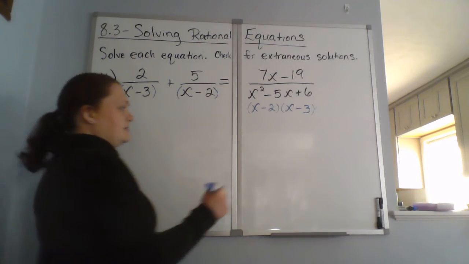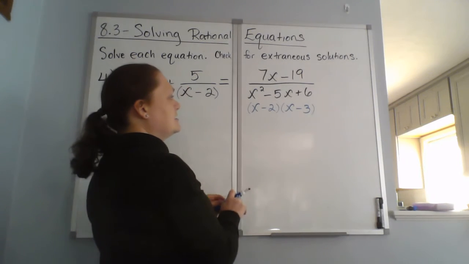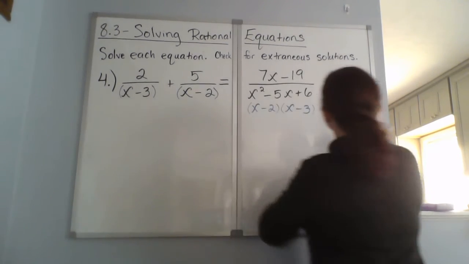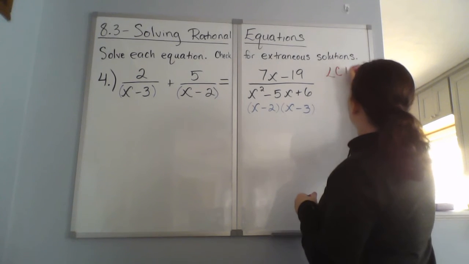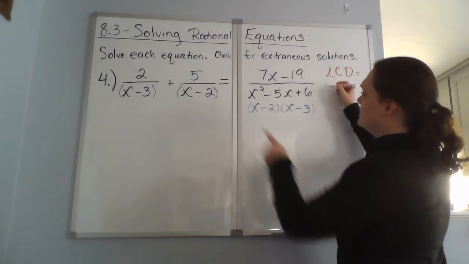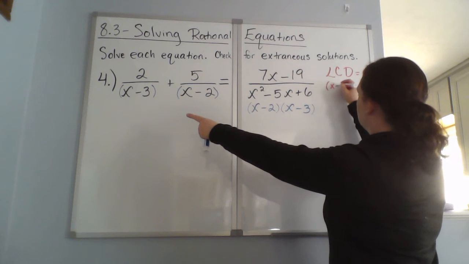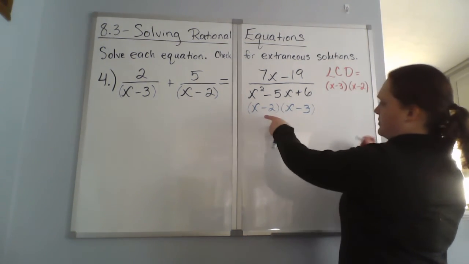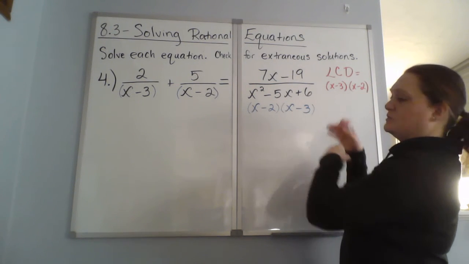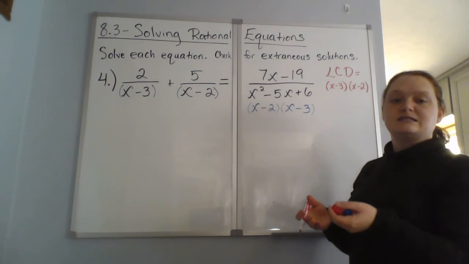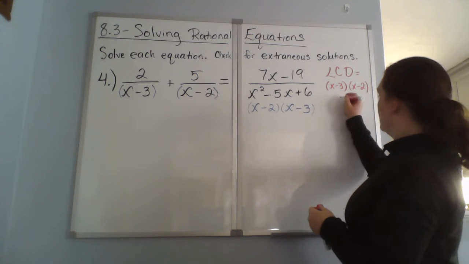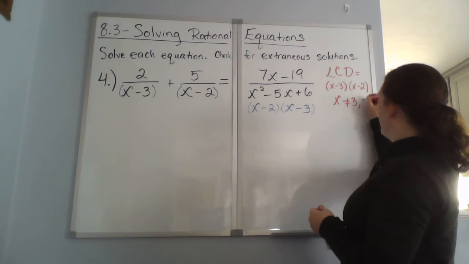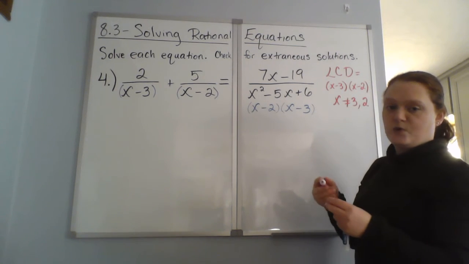So our least common denominator, I'll write it over in the corner like I did on the last one. Our least common denominator is equal to, from the first one we have x minus 3, from the second one we have x minus 2, and from the third one we have the same two factors. We don't need to duplicate because they didn't show up twice in the same denominator, okay? So that also means x is not allowed to equal positive 3 or positive 2 for final answers, okay?